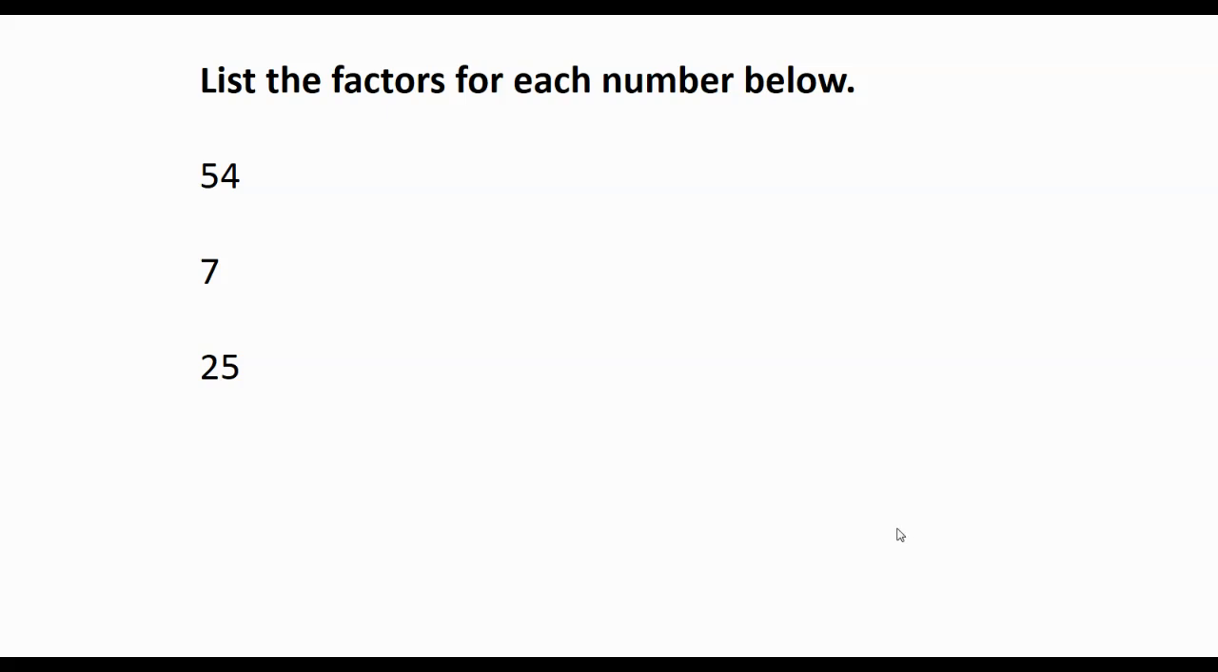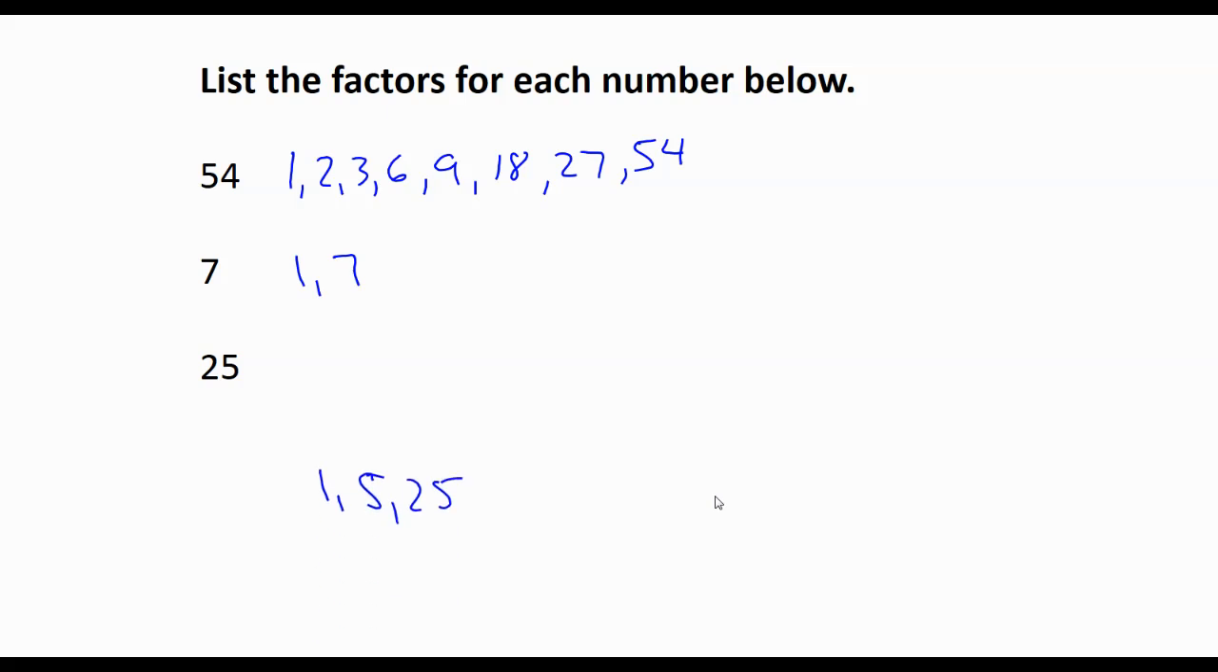All right, you should have listed out the factors for 54, 7, and 25. So if I do 54, it would be 1 and 54, 2 and 27, 3 and 18, 6 and 9. A lot of people miss 3 and 18 when they're doing it. What about 7? 7 only has 2 factors, just 1 and 7. That's it. And then 25 has 1 and 25, and then 5, because 5 times 5, and that is it.